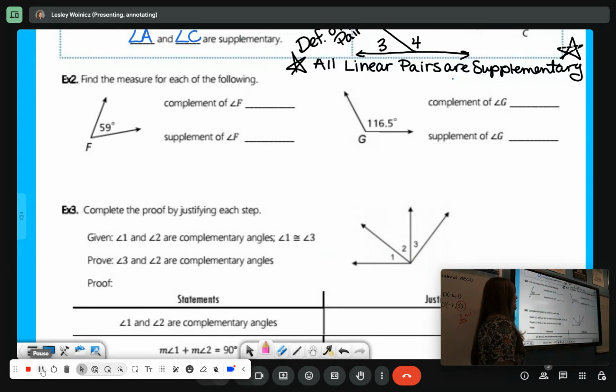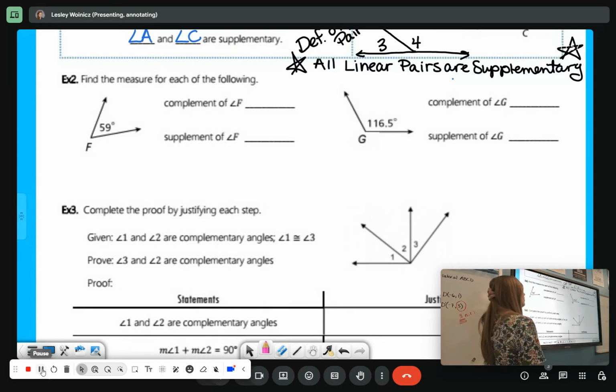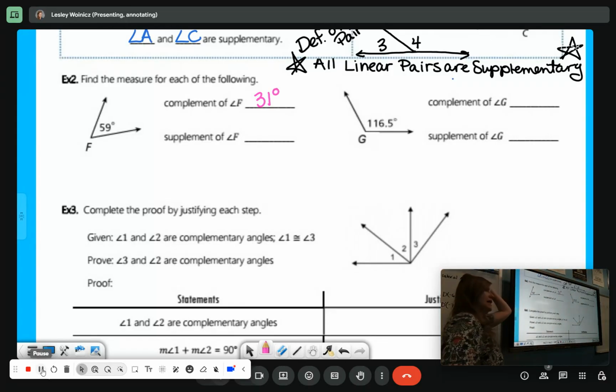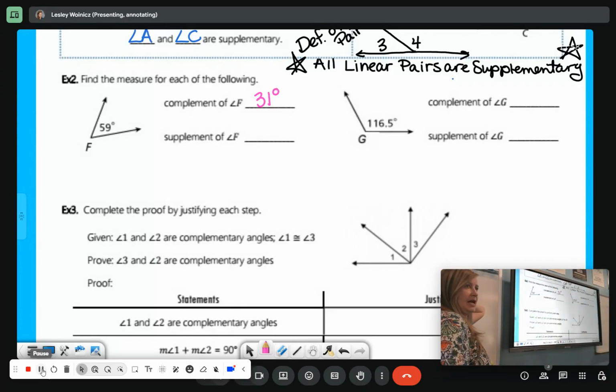What would be the measure of the complement of angle F? What measure would I have to add with 59 to get 90? 21. 31. 31, my bad, sorry. Told you my brain was not alive today. 31 degrees. Don't forget the degrees. We're not doing radians yet. That's a problem for another day.